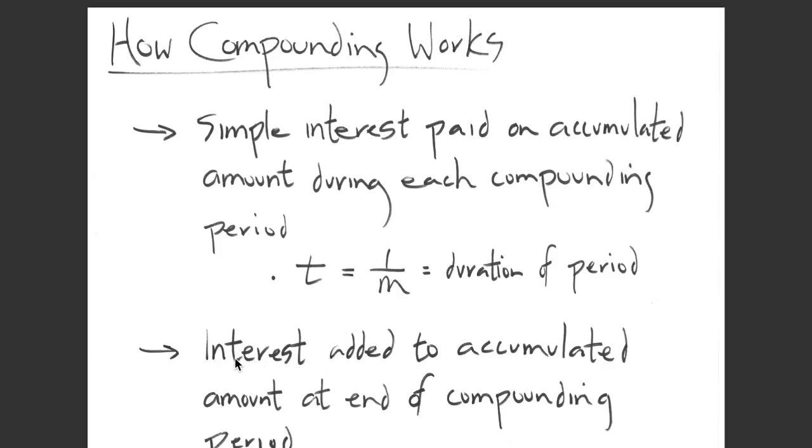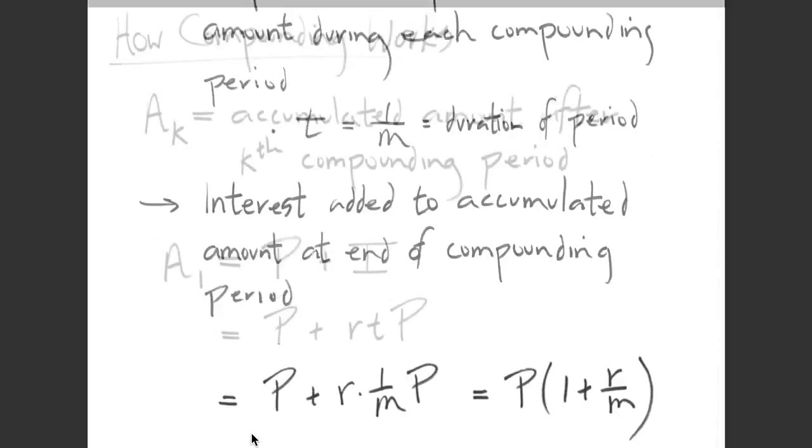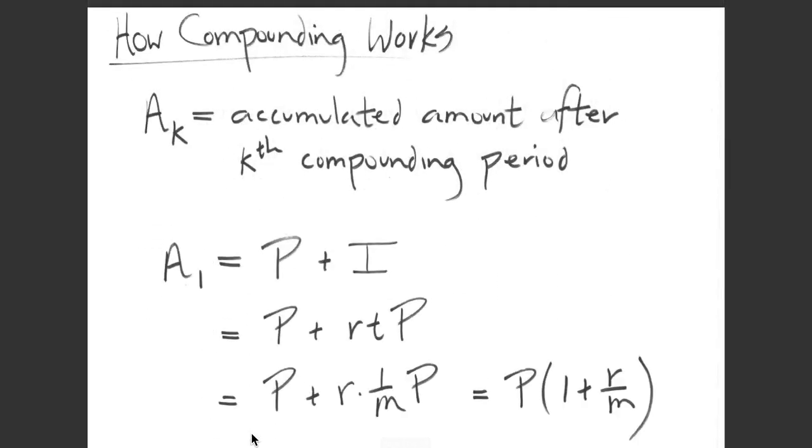And then you compute that interest, that simple interest earned during each compounding period, and then you cycle it back into the principal. So let's see how that works in terms of just the calculations.